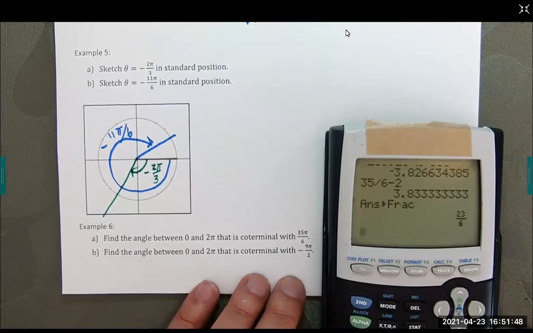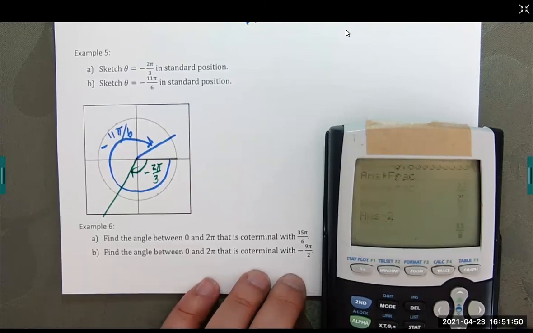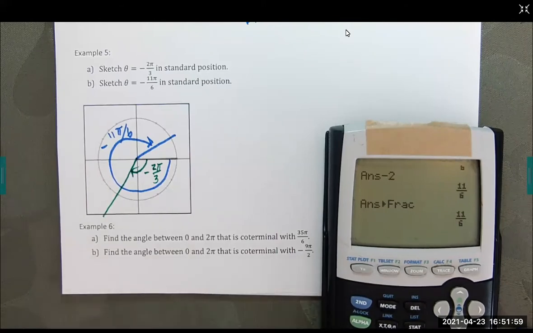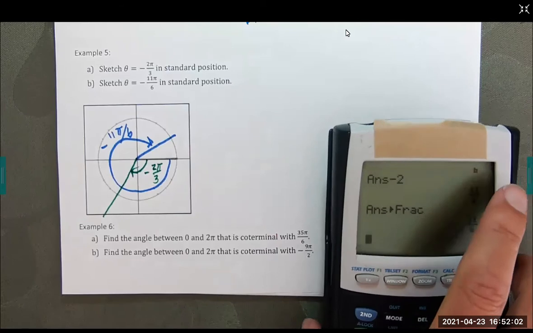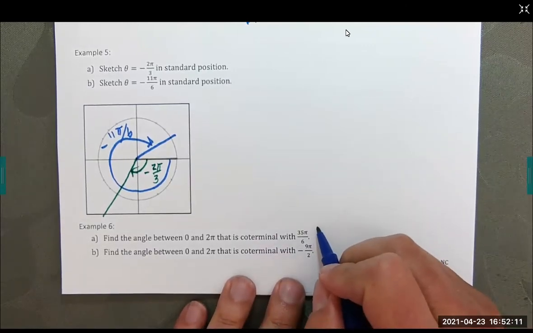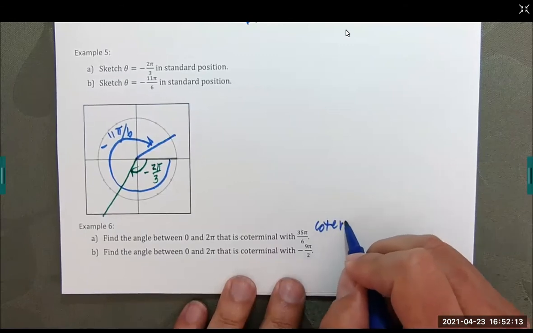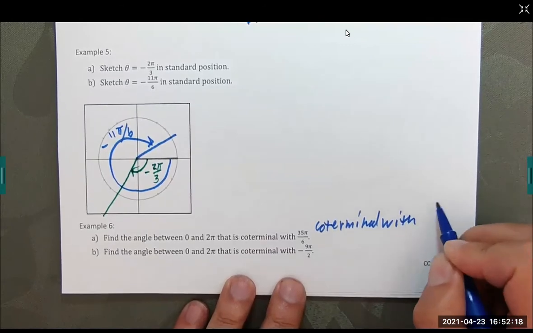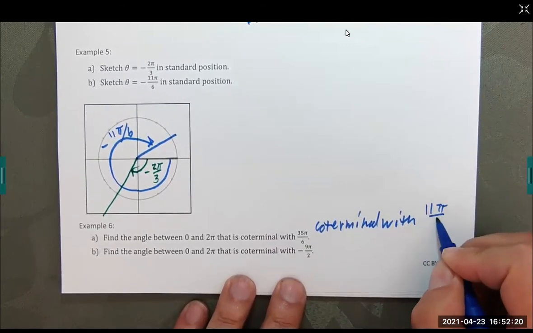Still not less than 2. Let me subtract another 2. Oh, it did it for me. 11 over 6. That is less than 2. So this is coterminal with 11 pi over 6.